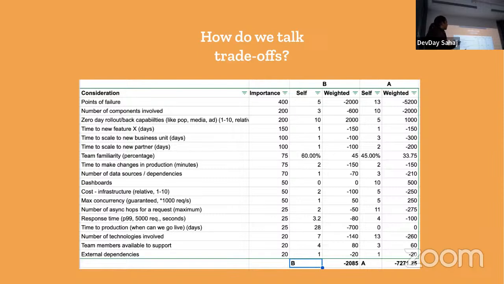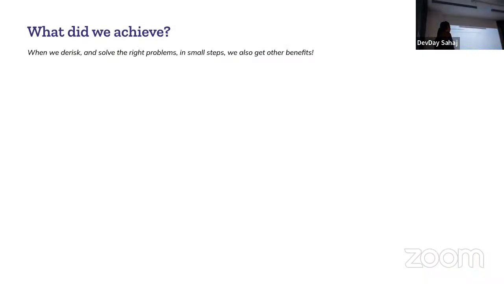So after we did all this, we decided we'll go with approach B, which is a new thing, the 3-step plan. And what did we get out of that? When we de-risk and we solve the right problems in small steps, we get some other benefits. We wanted to make small guarantee changes, and we did get to do that.